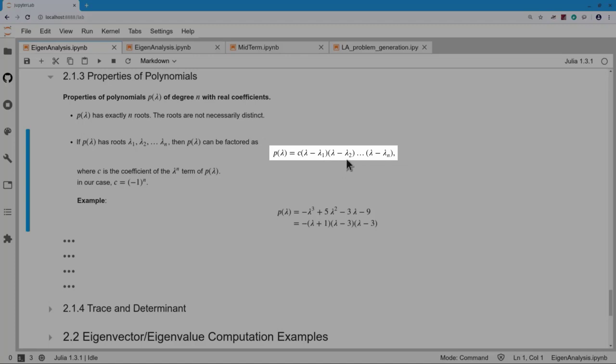If you plug in lambda equals lambda 1, that product collapses to 0. Lambda equals lambda 2, it collapses to 0. So each one of the roots is indeed a 0 of the polynomial written in this form. In our case, that constant sitting out front happens to be minus 1 to the n.